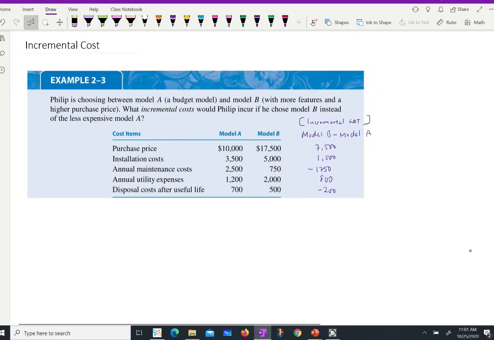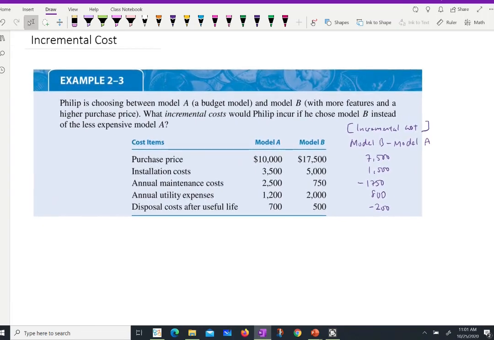If you choose model B, this is the amount that you need to pay more. But it's important to notice here that for the cost categories given, the incremental cost of model B has both positive and negative values. Positive incremental cost means that model B costs more than model A for that particular cost item, and negative incremental cost means that there would be a saving or cost reduction if model B were chosen instead.